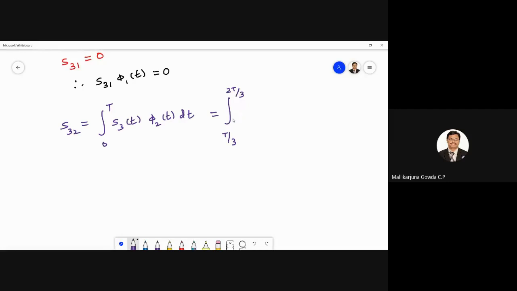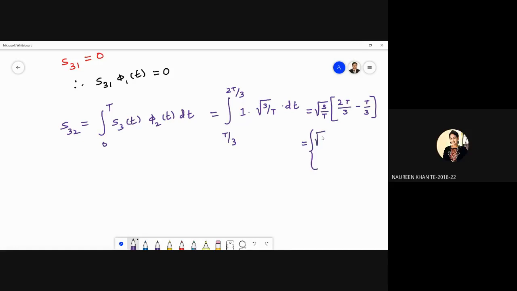The value of S3 of t is 1, and the value of phi 2 of t is root of 3 by t, into dt. So which is equal to root of 3 by t, then upper limit minus lower limit, that is 2t by 3 minus t by 3. So how much will I get? Root t by 3.